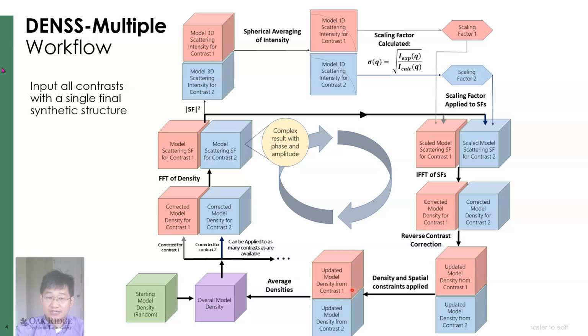Another question is how often to perform those averaging operations. What we found is the orientation and location of the densities from one contrast will drift significantly in real space, and it's very expensive to align them among all the contrasts. So we decided to average at every iteration to essentially enforce their alignment.